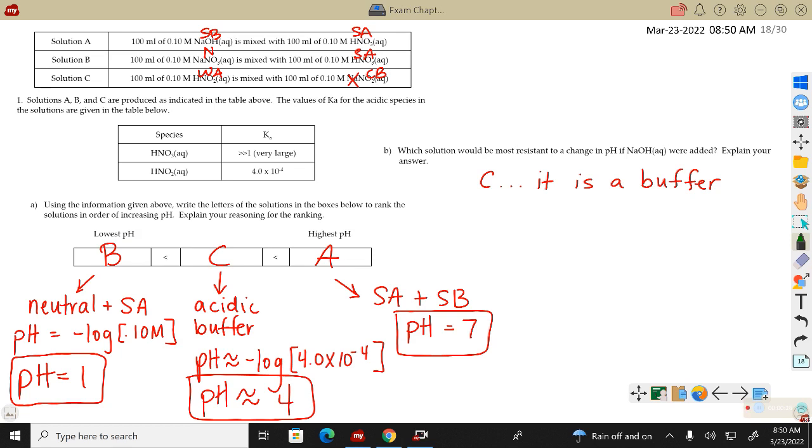So if you just put the letters in and randomly you guessed right, you got nothing if you didn't put any kind of explanation in there. I think it helps to go through these solutions and figure out what kind of particles are present.